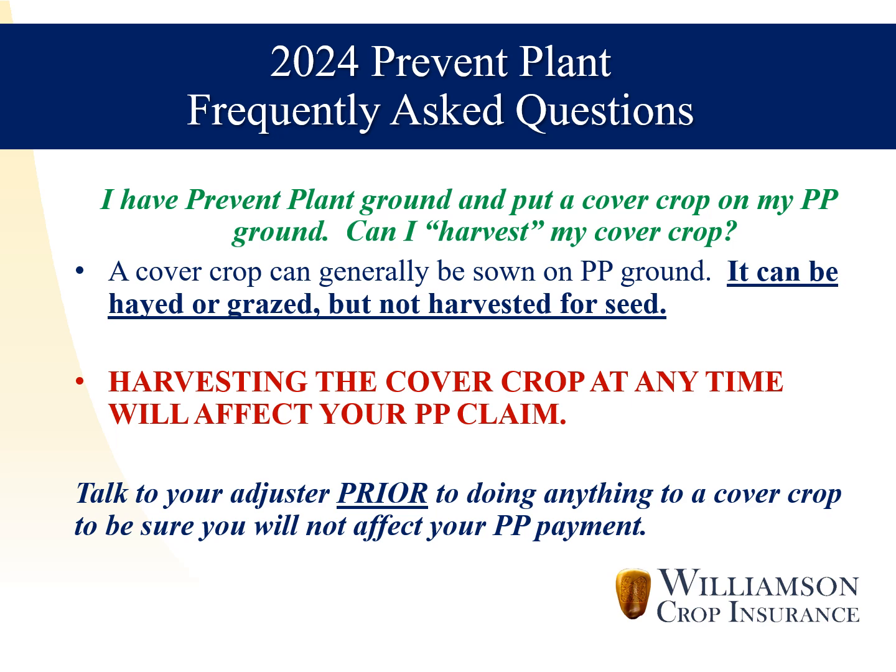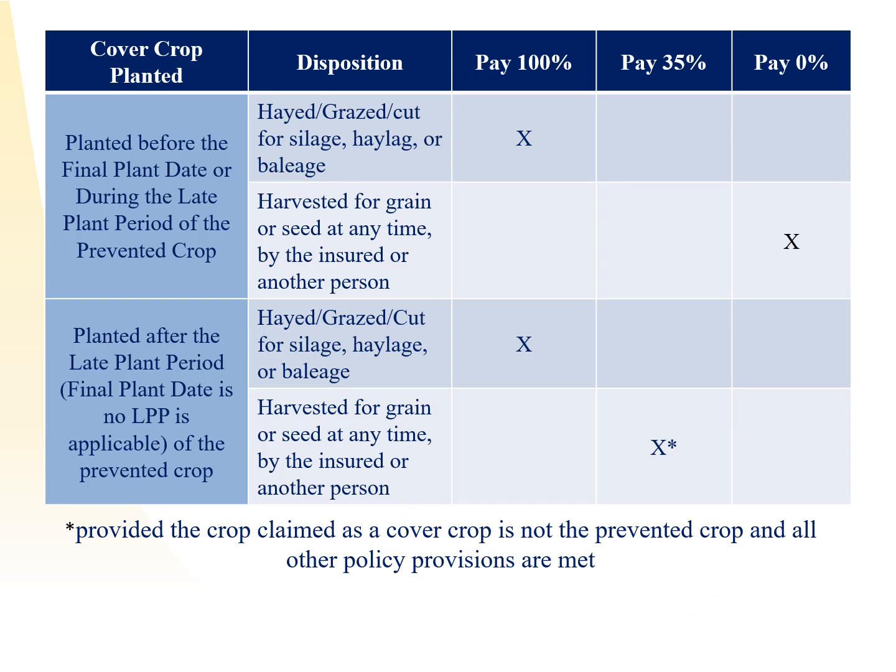The main thing is communicate. Definitely communicate with your adjuster prior to doing anything with a cover crop to make sure it just does not jeopardize that payment for you. Here's a graph that we have that lays that out a little bit. This came from the loss manual that puts this in a little bit better perspective.